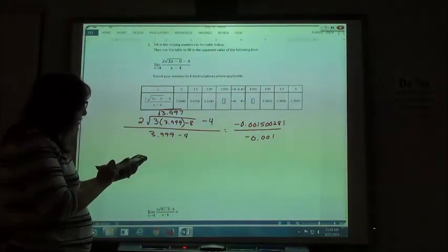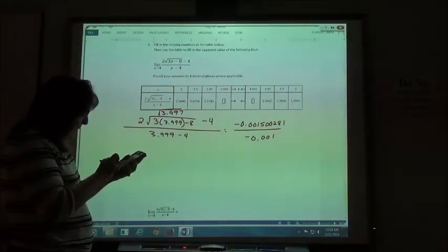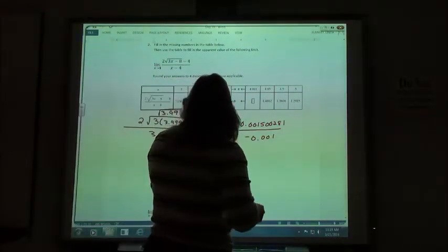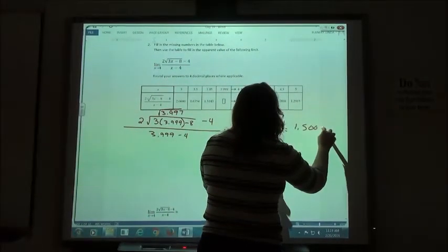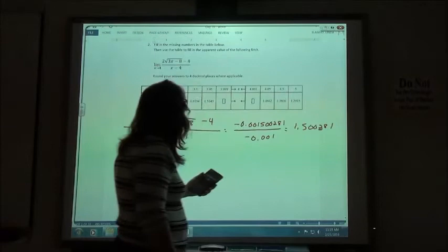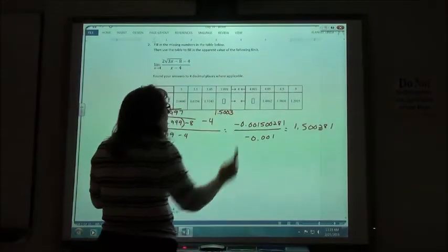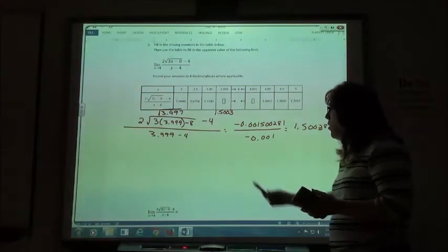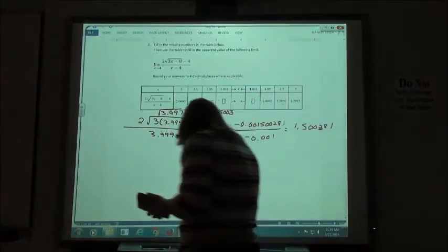Negative 0.0015000281 divided by negative 0.001 gives me 1.500281. I'm going to 4 decimal places, so that means I'm going to have to round that one up. So I'm going to say 1.5003 is what I get when I round it off to 4 decimal places. So notice here I was looking to see, did my answer come up close to what I was getting before? It did, so that would make sense to have that answer.